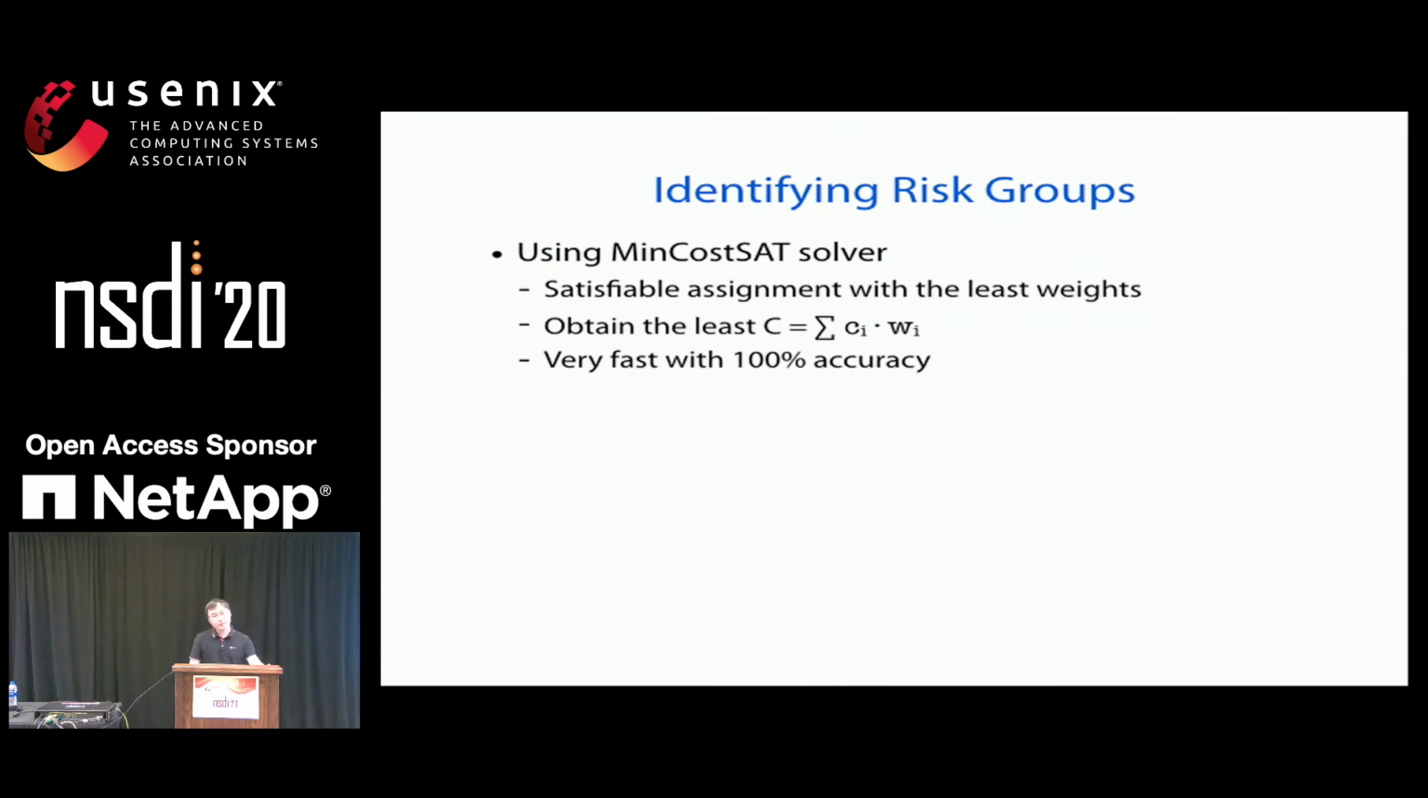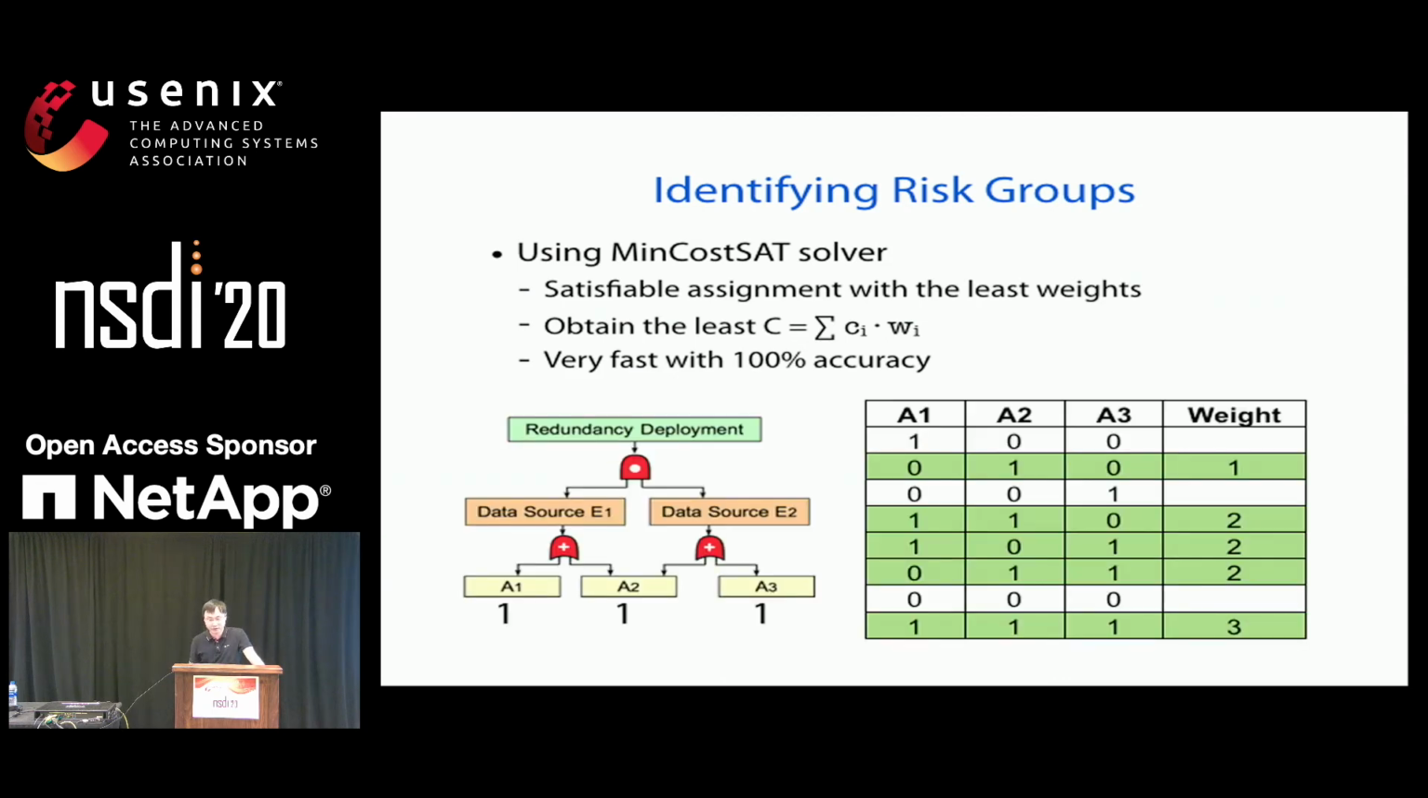So we leverage a special type of SAT solver named the min cost SAT solver. The min cost SAT solver can output the satisfying assignment with the least weight, and it is very fast and can output 100% accurate results. What we did is to set the values of leaf nodes in the given fault graph as 1. Let me show the example of how we solve this problem. This is the given fault graph, and we want to translate it into a Boolean formula, and we have assigned the value of the nodes as 1. Because the min cost SAT solver can output the satisfying assignment with the least weight, it will output the 010 case because this result has the least weight.